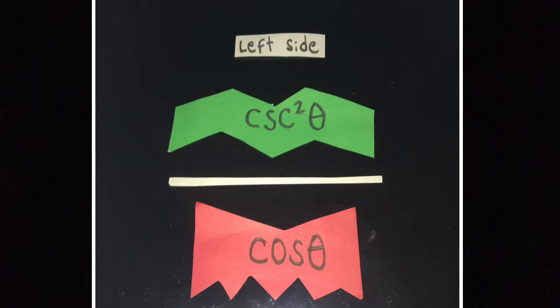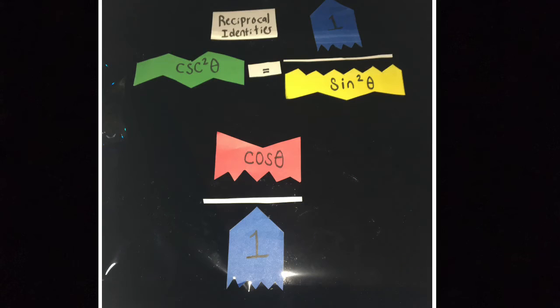We will work on the left side first because remember, when solving these equations you may only work on one side at a time. If you remember your reciprocal identities, you will know that cosecant squared equals 1 over sine squared. So we are going to make the change, and cosine, we're just going to put it over 1.